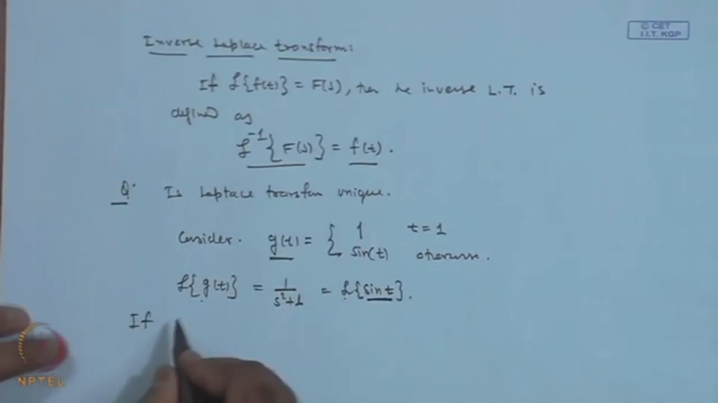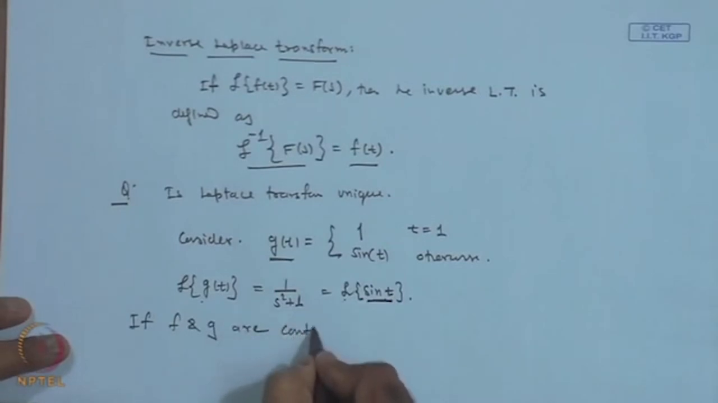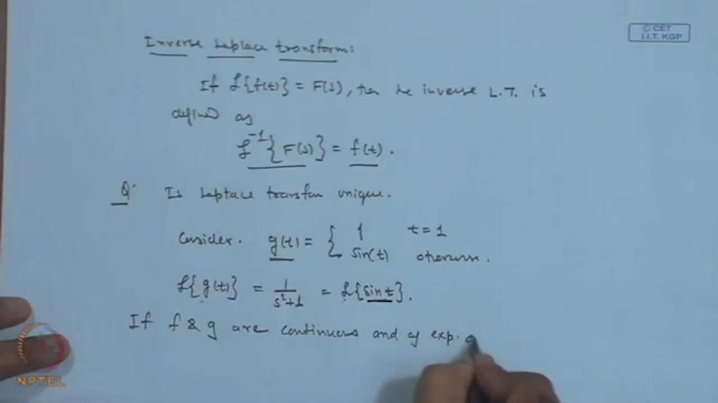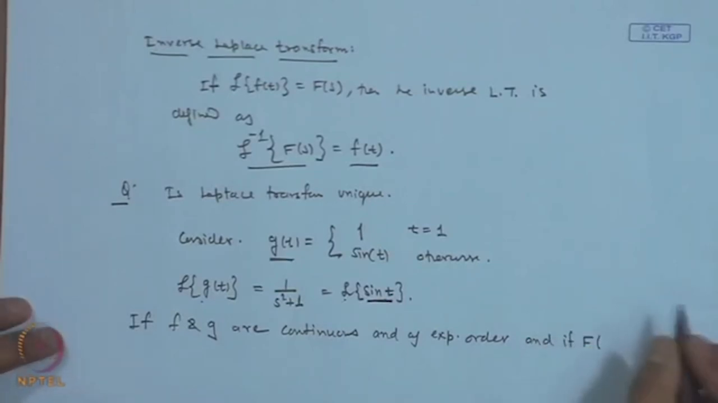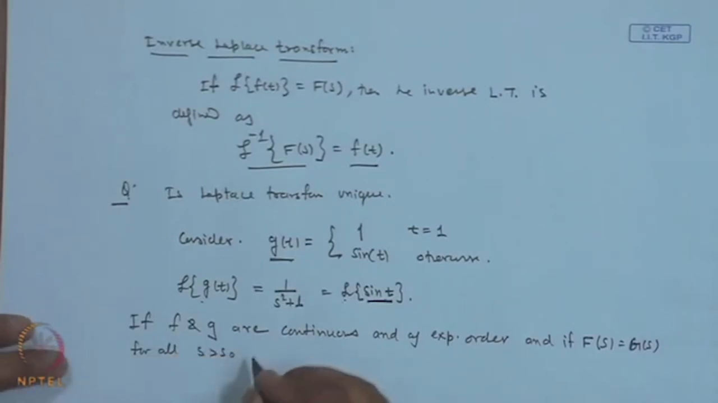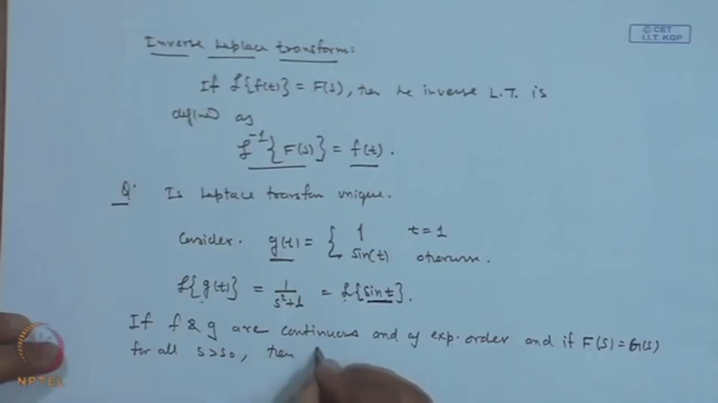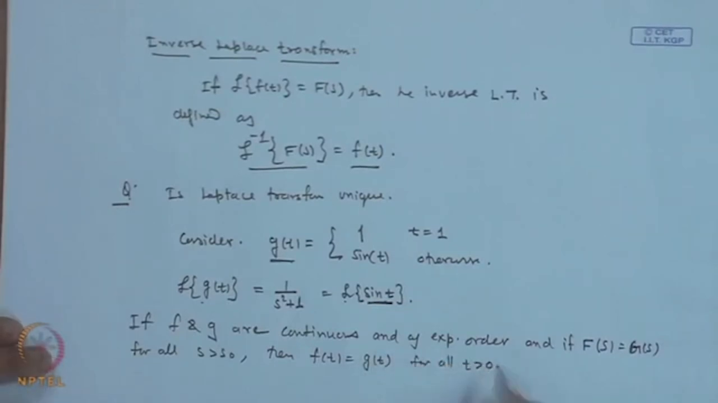That theorem says that if f and g are continuous and of exponential order, and if the Laplace of f(t) is equal to the Laplace of g(t) for all s greater than s naught, then f(t) is equal to g(t), that is, they are the same function for all t greater than 0.